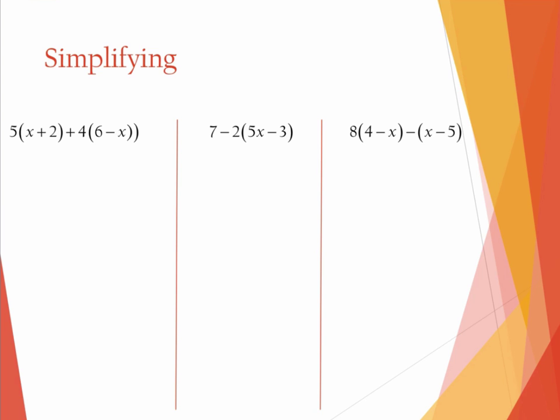Now let's look at some more complex expressions. So here I have 5 times x plus 2 plus 4 times 6 minus x. The first thing that I want to do, again, remember our order of operations. We start with parentheses. X plus 2 and 6 minus x. They can't be simplified any further, so I can move on to the next operation. Exponents, there are no exponents here, so we don't have to worry about that. Next is multiplication and division from left to right. I don't have any division, but I do have some multiplication, so let's handle the multiplication.